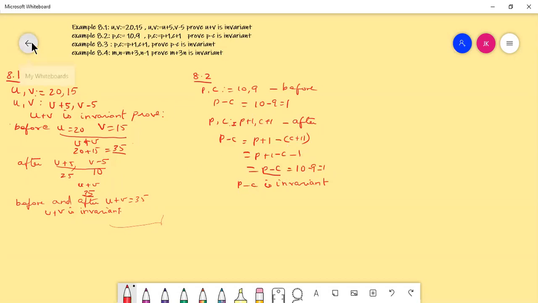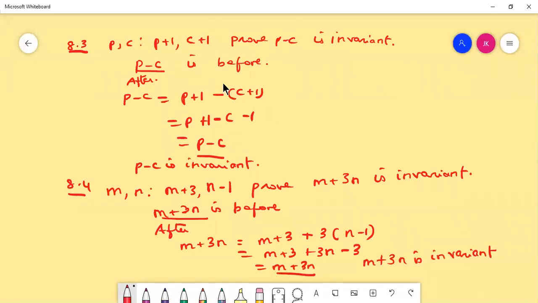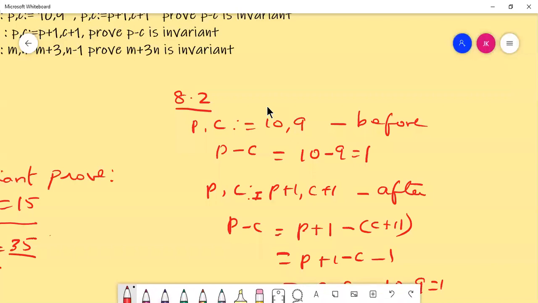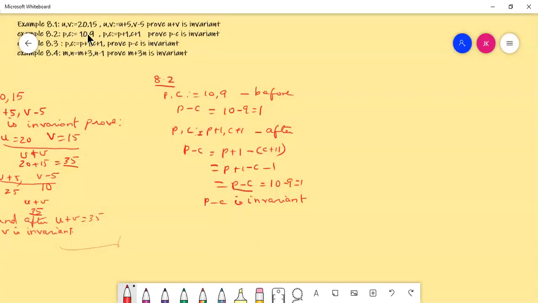Okay. Yes. Coming to the next example, 8.3. Here they have not given the value. They have just simply given the two expressions. Can you see the difference in your example? They have given the value and they have given the changed value, changed expression, and they are asking you to prove it. Here they are just asking you to prove, in general, whether this is an invariant. Can you understand? Yes.